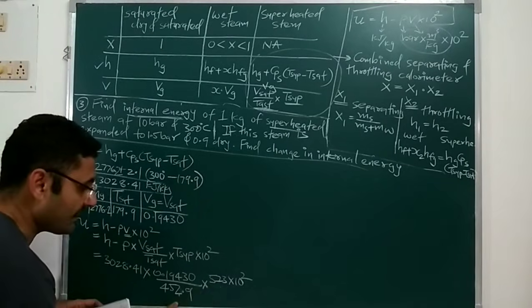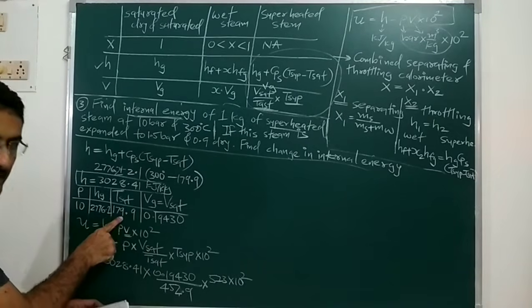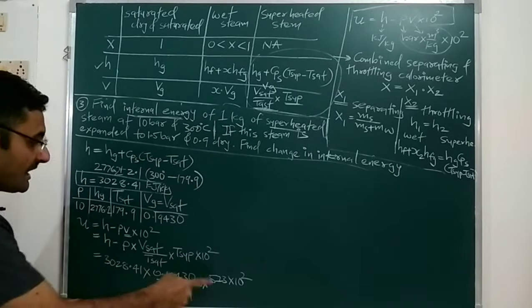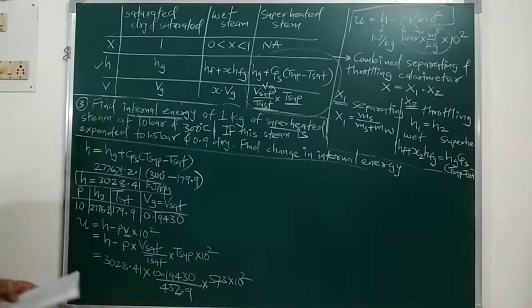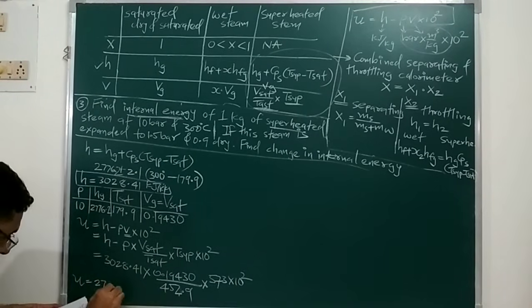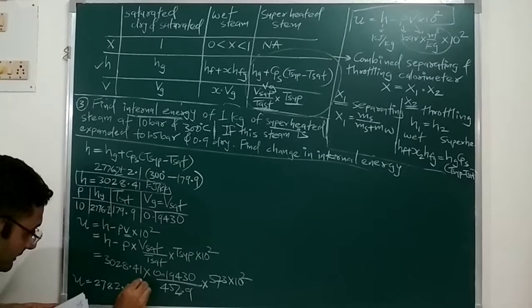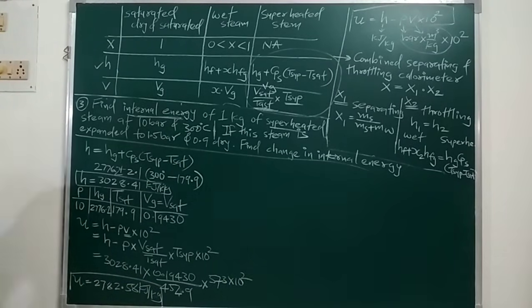Clear about that? What have I done over here? Simply, T saturated, which is in degree centigrade, I have converted to Kelvin, and T superheated, which is given, I have converted to Kelvin. So finally you will get the answer of internal energy as 2782.58 kilojoule per kg. Clear up to that? So that is your first answer.